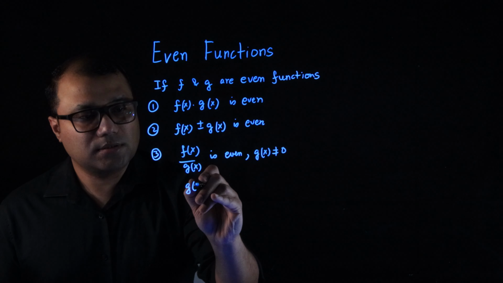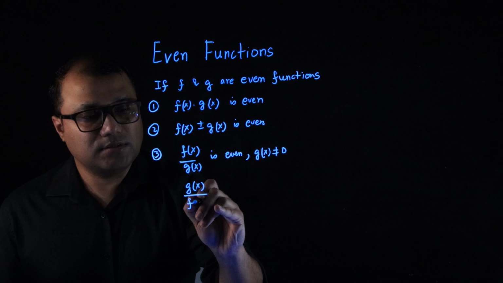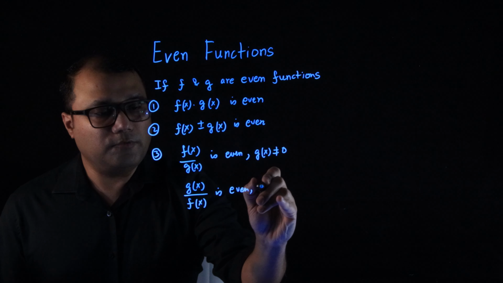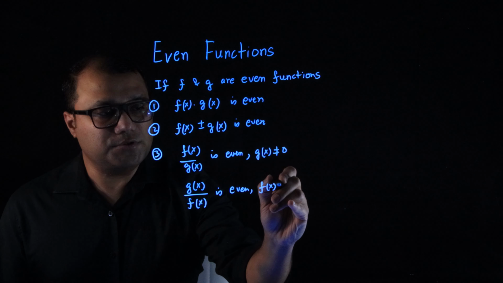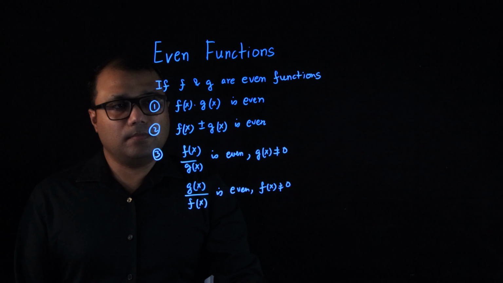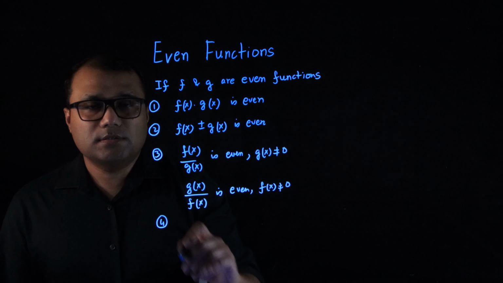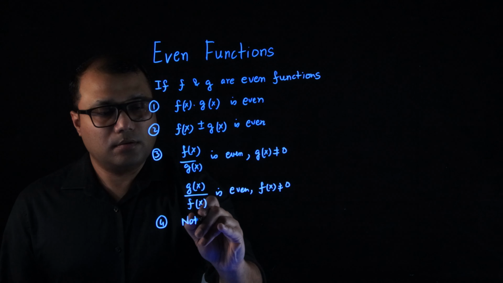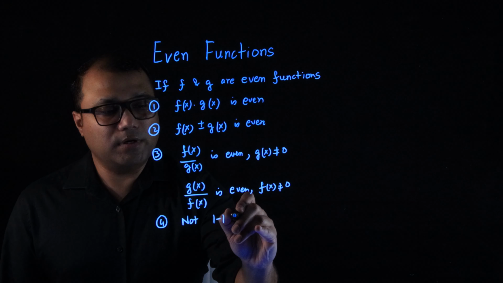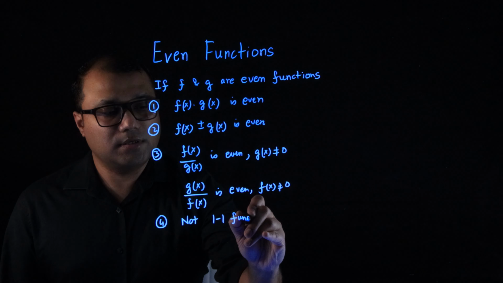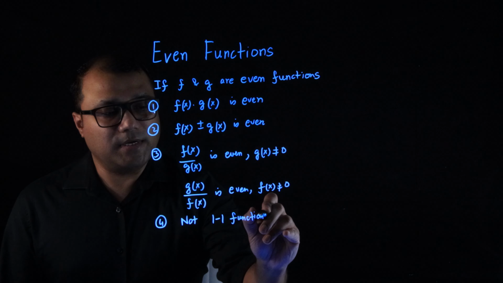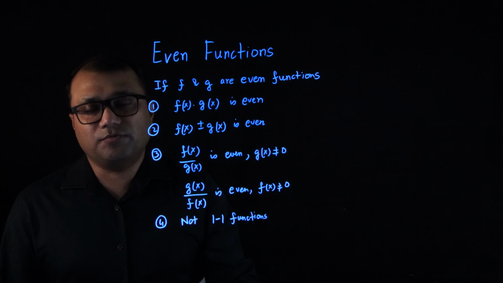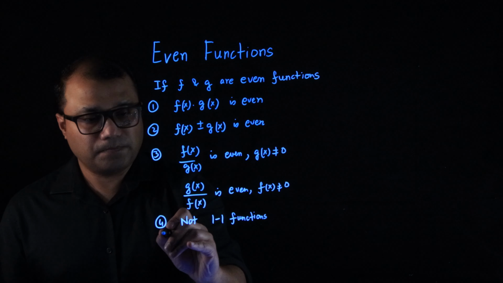Similarly, g x divided by f x is even, provided f x is not equal to 0. Even functions are not one-to-one functions. We'll talk about what one-to-one functions are when we study calculus and functions in much more detail, but even functions are not one-to-one functions.